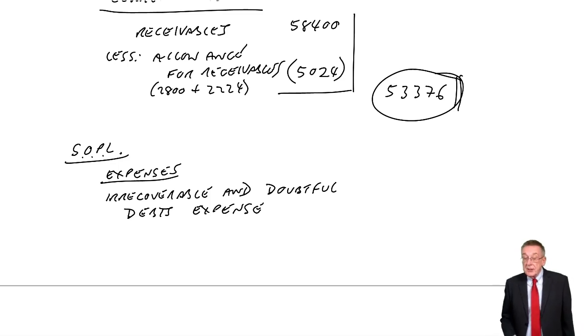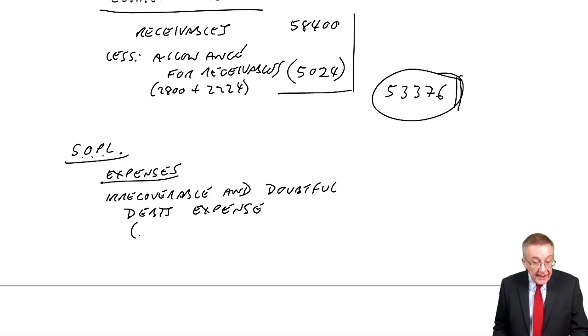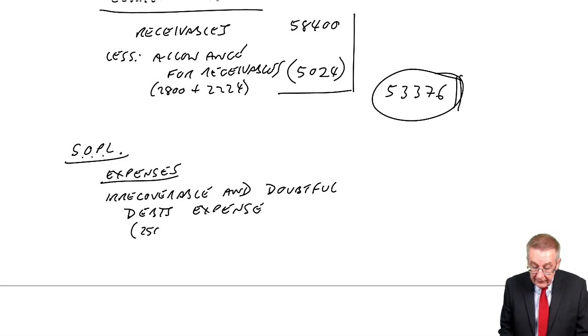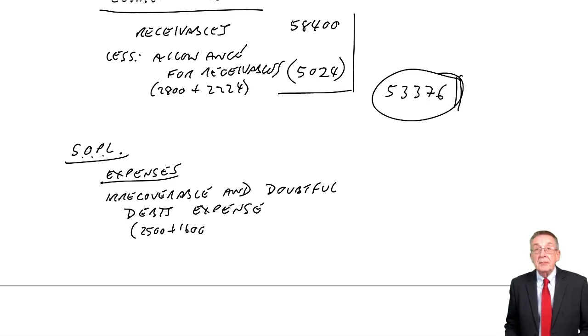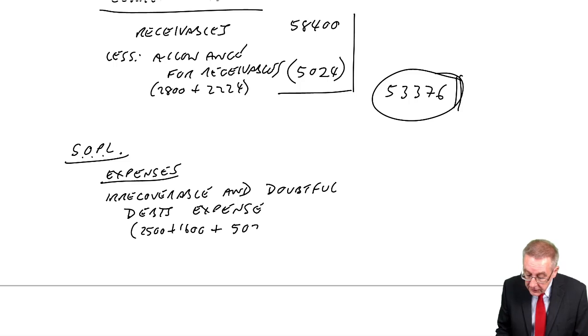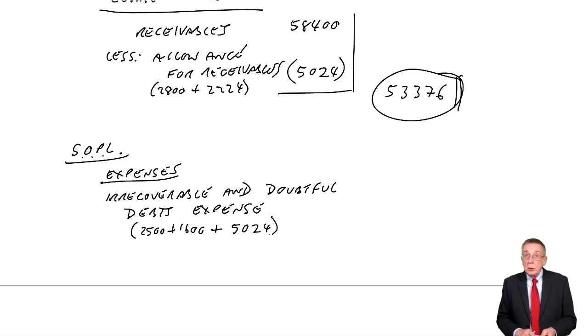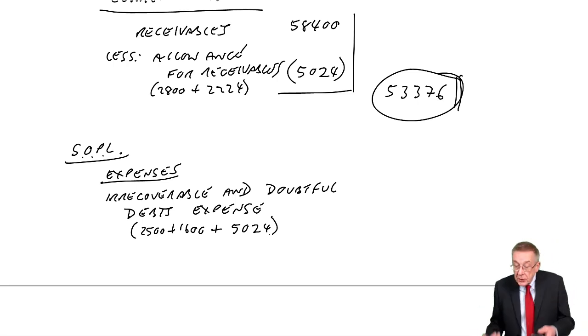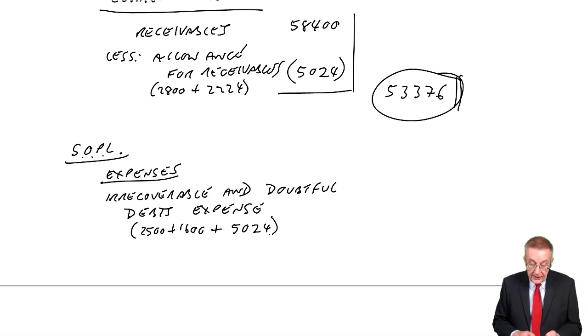And how much is it costing us this year? Well, again, the bit in brackets is my workings. The irrecoverable debts, it cost us 2,500 and 1,600 to remove them. In addition, we created these allowances, and we reduced by a further 5,024. And so the total cost of reducing the final receivables figure is 2,500 plus 1,600 plus 5,024. It comes to 9,124.